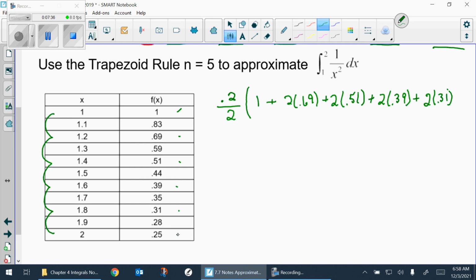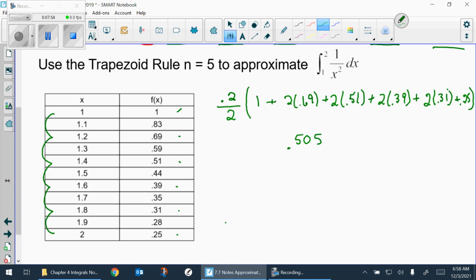But at the end, when x is 2, this rate of 0.25 occurs only in that final trapezoid. And if we multiply all this out correctly, I believe we get something like 0.505.